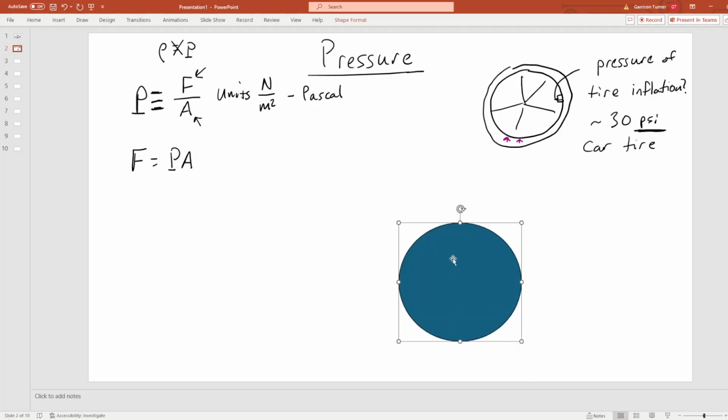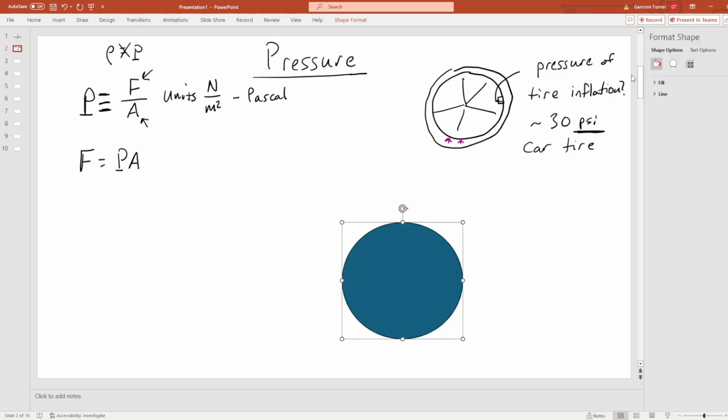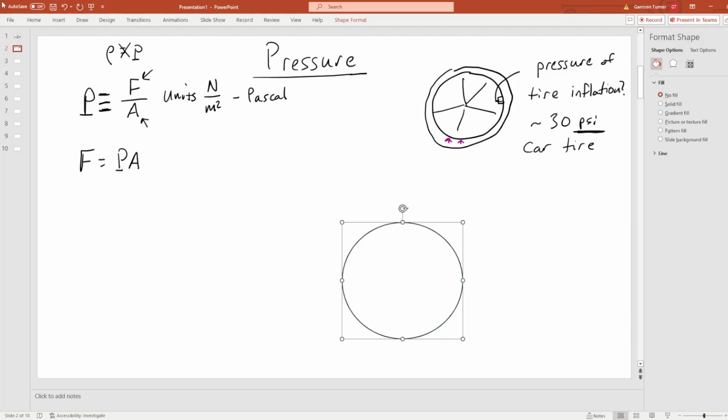Okay. And let me see if I can do this real quick. Actually, let's leave that. Nope, nope, nope. Let's make it white. Okay. And we will put another circle inside to actually make it like a true tire.